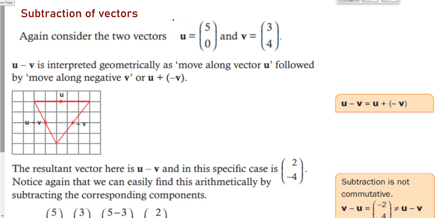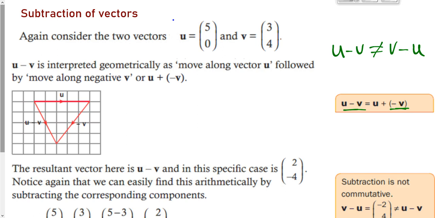But when we're subtracting vectors, these are not commutative. u minus v is not the same thing as v minus u. So u minus v does not equal v minus u. What we're basically doing when we're subtracting vectors is we're still adding, but we're adding the negative of the second vector. So when we say u minus v, we're actually saying u plus negative v.